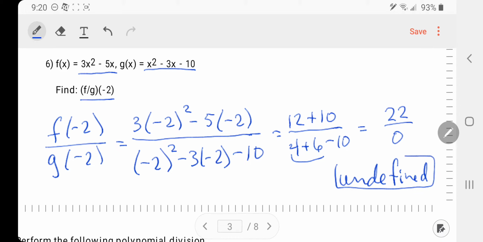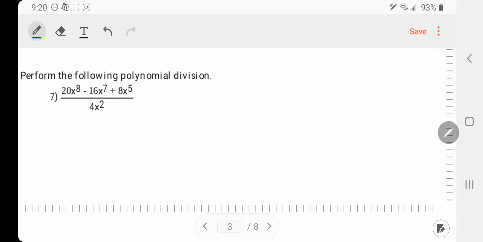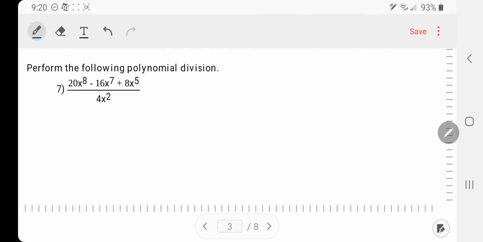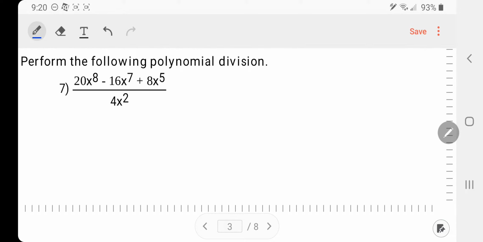So that answer was kind of tricky. Division by 0 is undefined. That's the answer we need. All right, next problem. Perform the following polynomial division.